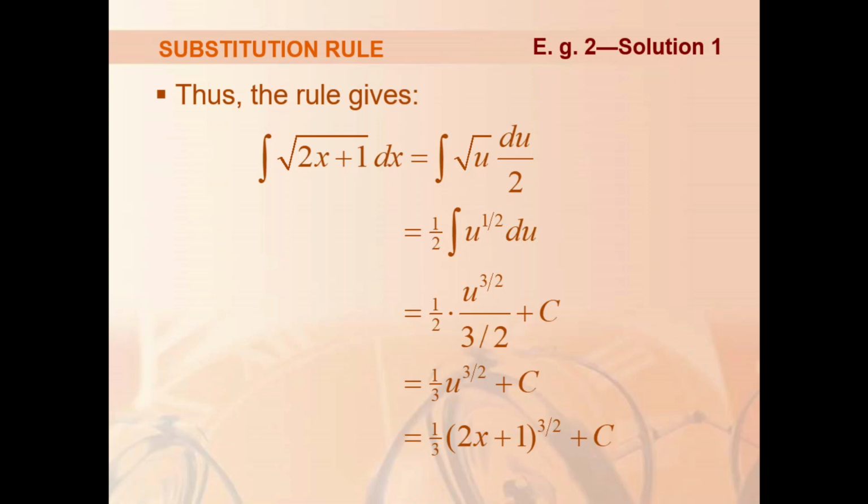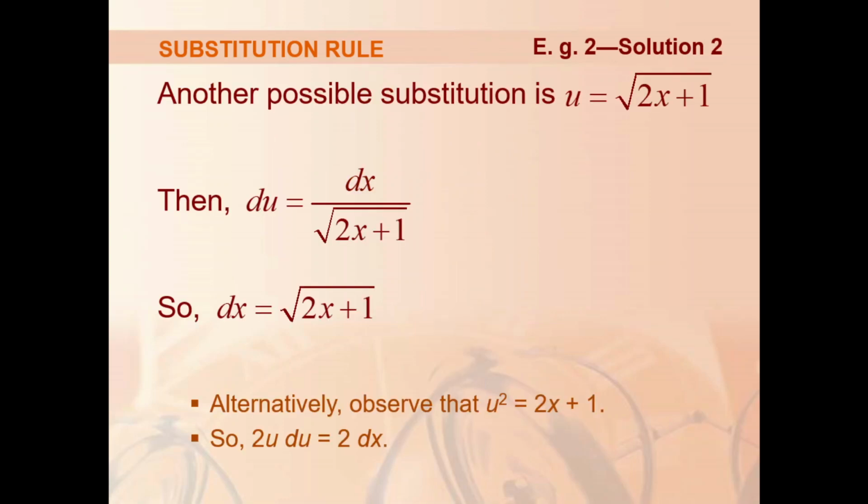So let's substitute back the variable, 2x plus 1. So 1 over 3 times 2x plus 1 to the 3 over 2, plus c. Another possible solution is u equals the square root of 2x plus 1. Then du is equal to dx over the square root of 2x plus 1, so dx is the square root of 2x plus 1 du. You can use whatever method you like, but if you want to show me the work and show you've learned this, you should do the first one, because the second solution is just for cool people. No problem.